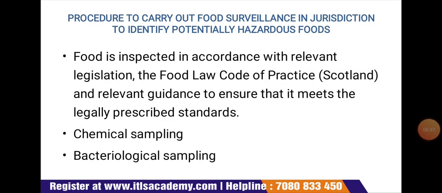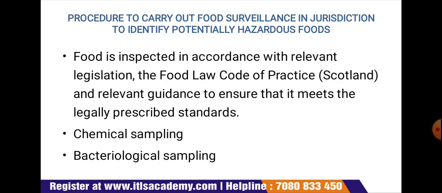Next is your procedure to carry out food surveillance in jurisdiction to identify potentially hazardous food. So, food is inspected in accordance with the relevant legislation, the Food Law Code of Practice, and relevant guidance to ensure that it meets the legally prescribed standard. In this, it is divided into chemical sampling and bacteriological sampling.